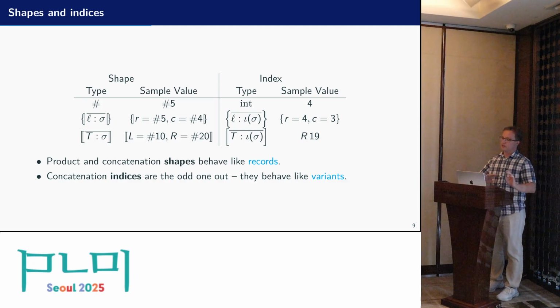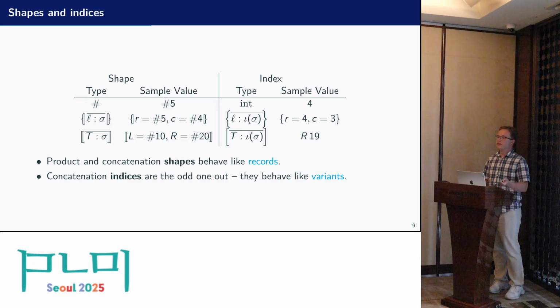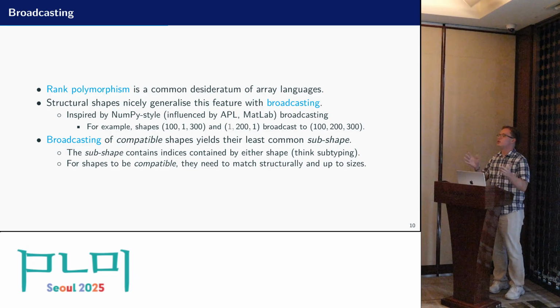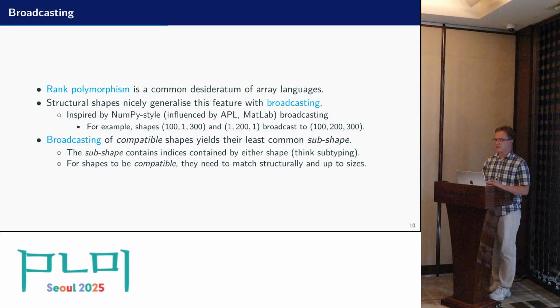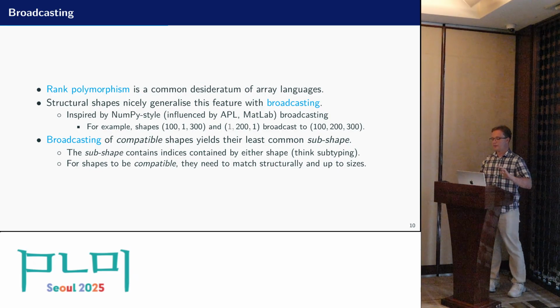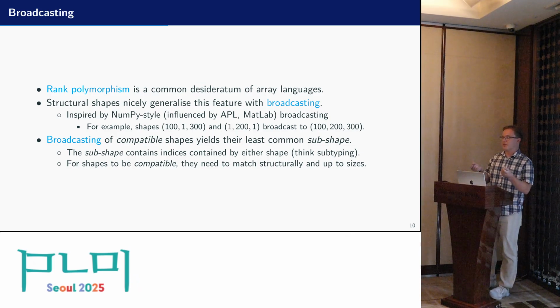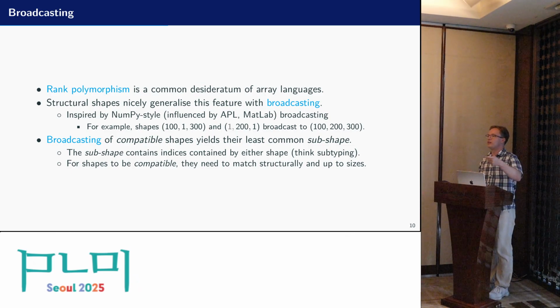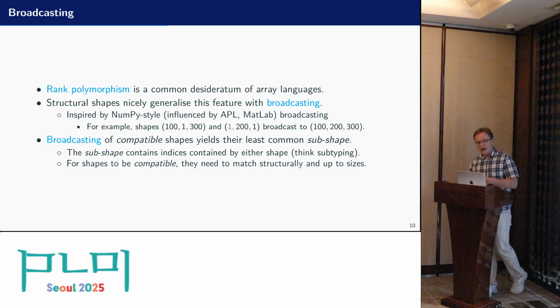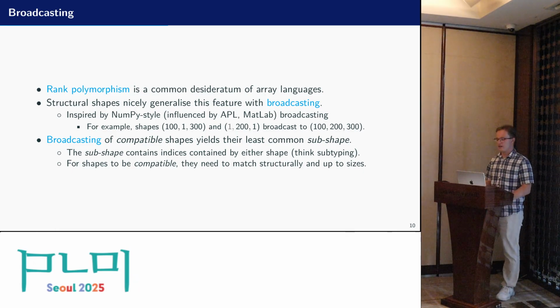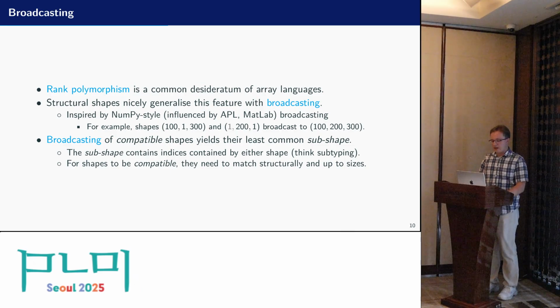What's interesting to notice here is that product and concatenation shapes behave like records. Up to typing, you specify what each dimension is, what each component is, and they essentially just behave like records. You can also project the individual components and dimensions. But what is special is that concatenation indices behave like variants. And this introduces a funny complexity to the system where at some point you'll have to be able to relate that, oh, I'm trying to index into a variant, so I'm expecting a concatenation shape and not a product shape. And that's the general gist of what types and values there are in star.